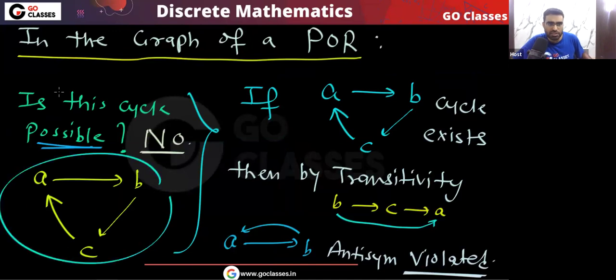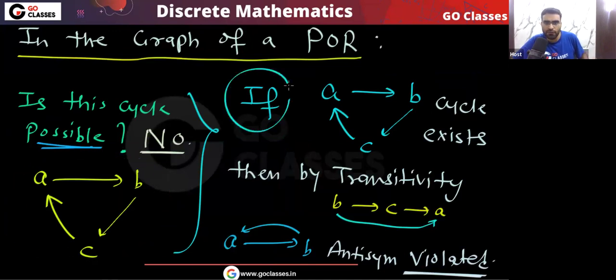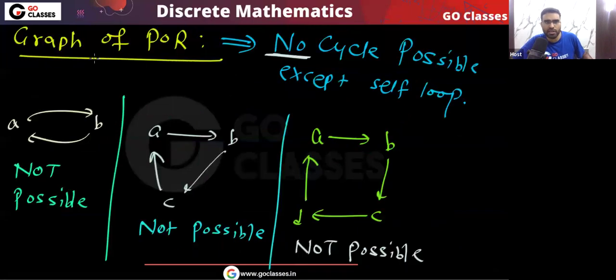Okay, assume you have this cycle. Please understand here. Assume if this cycle exists, then what will happen? By transitivity, you can see B is related to C, C is related to A. So by transitivity, B will be related to A. And now you can see the antisymmetric property is violated. So very simple point: in the graph of a partial order relation, no cycle is possible except self loop.